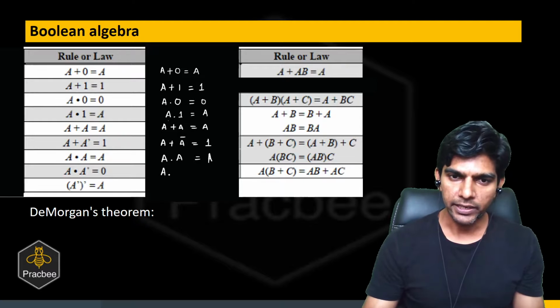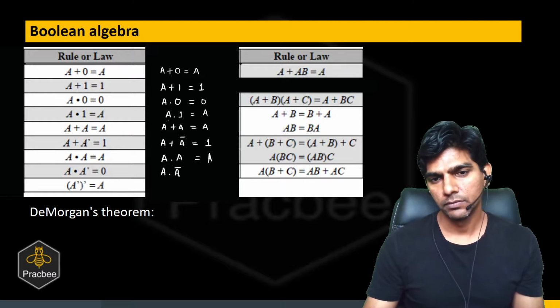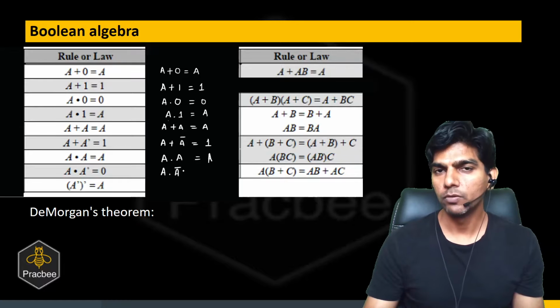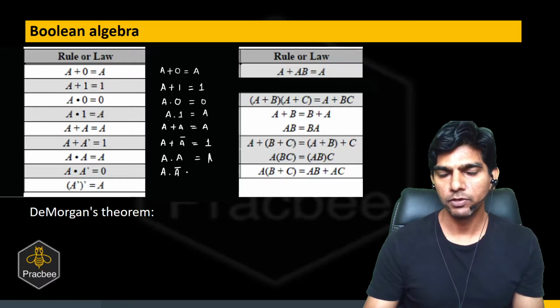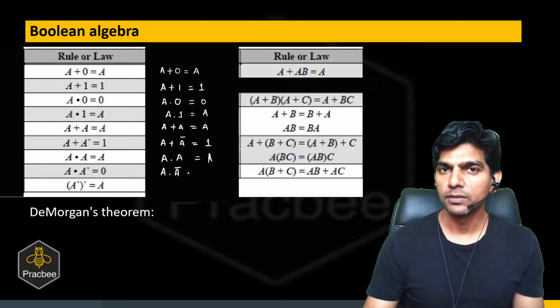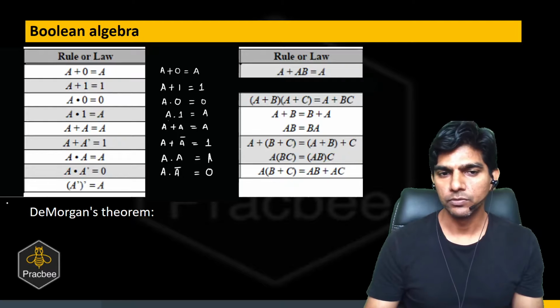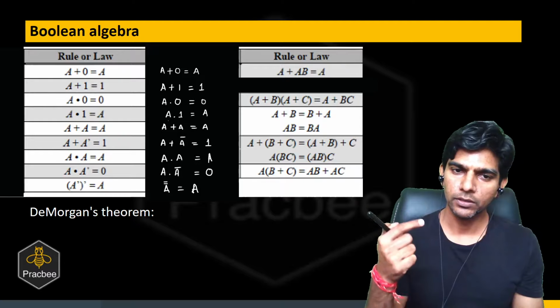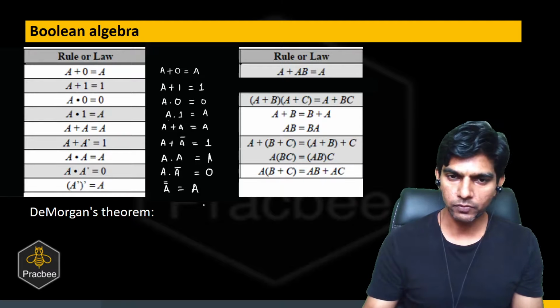Now, if I multiply A to its complement, suppose if A is 1, its complement will be 0. So 1 times 0 will be 0. And 0 times 1 will be 0. So you will always get 0. The complement of the complement of A is nothing but A, right? If you negate the signal 2 times, you will get the original signal.